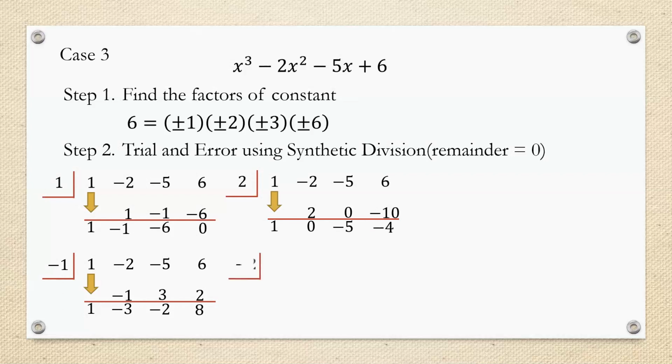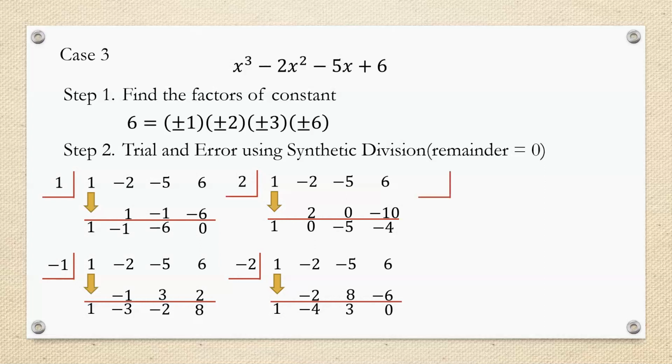Again, negative 2 tayo. So 1, negative 2, negative 5, 6. So this is the positive 1, bring down. So negative 2 multiplied by negative 2, wala pa pala. Add natin lang. So negative 4. So negative 2 multiplied by negative 4, positive 8. So negative 5 and positive 8 is positive 3. And negative 2 multiplied by 3, that is negative 6. So that is equal to 0.